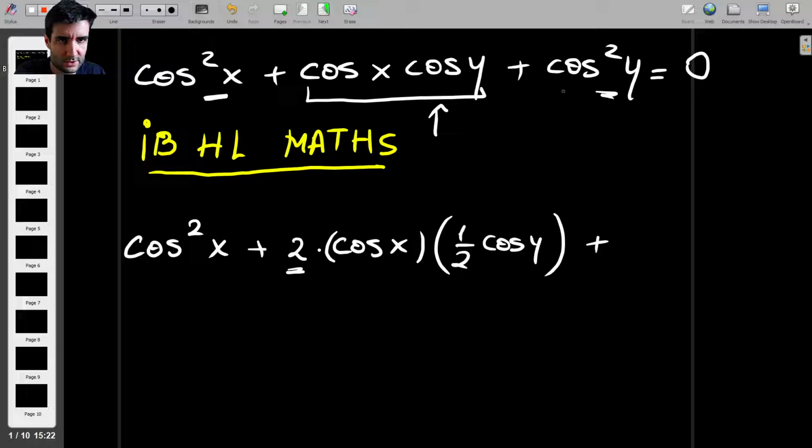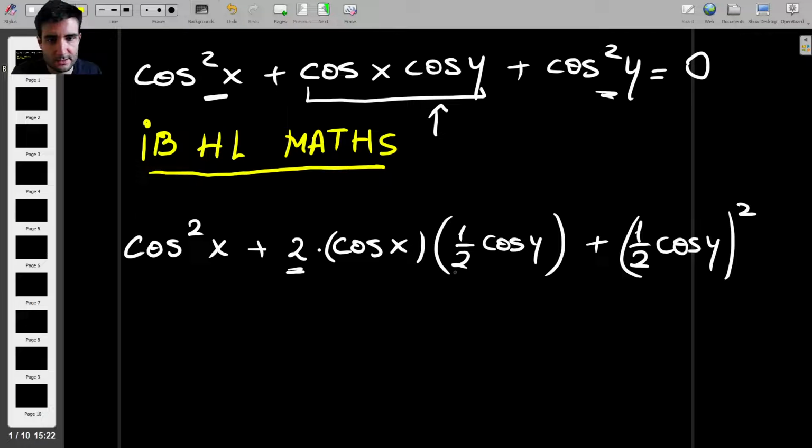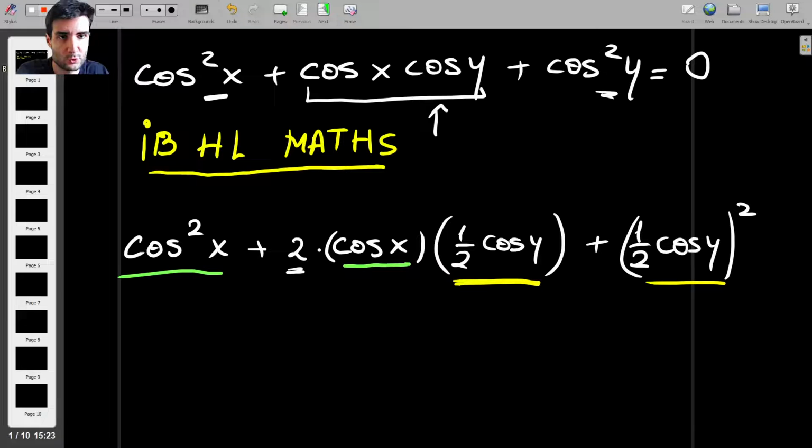Now, this cosine squared of y, I'm not going to write it like this yet. Instead, I'll write it as 1/2 cosine of y squared. So I'm basically writing this as this. And of course, the cosine of x was already squared here. Okay. Now, to get back the cosine squared of y, I just need to add the 3/4 cosine squared of y. Okay, so now our equation is the same as the one we started with, except we rewrote it in a slightly different way.